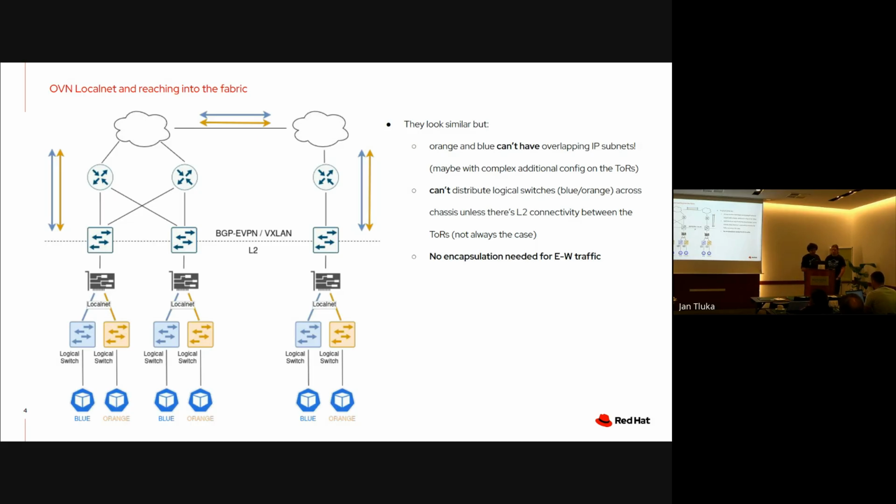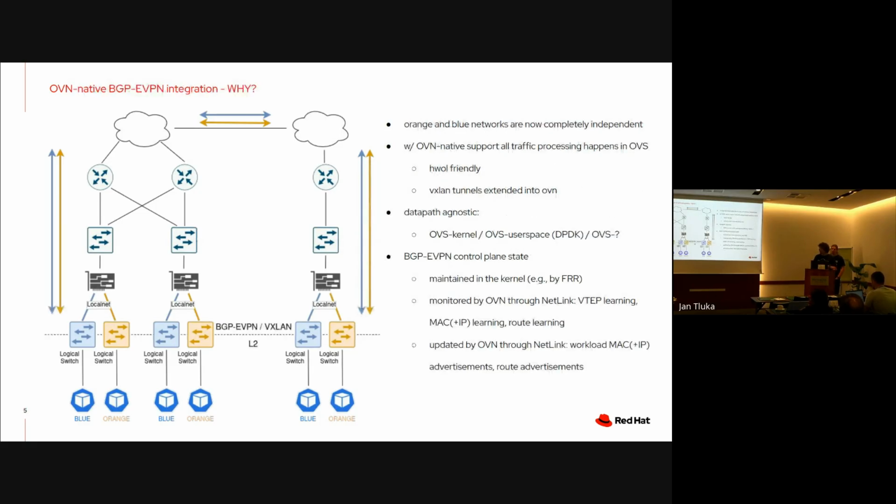But yeah, what if we do something else? What if we move that line even lower? So the difference now is the orange and blue networks are completely independent if we do this. So okay, let me start with what happened to the tunnels.